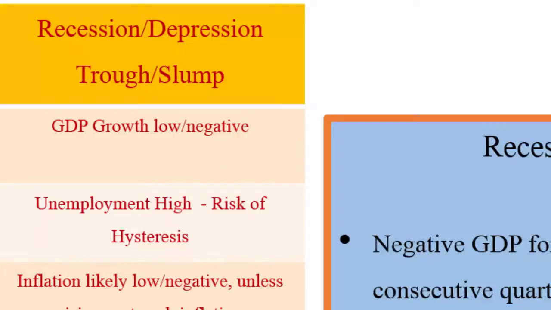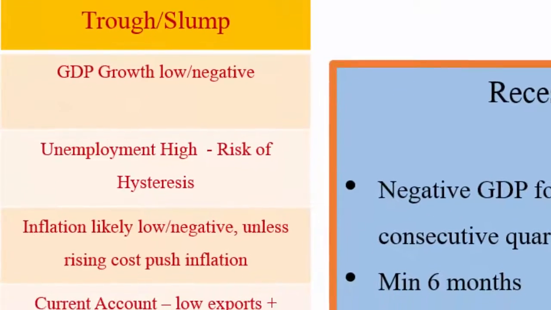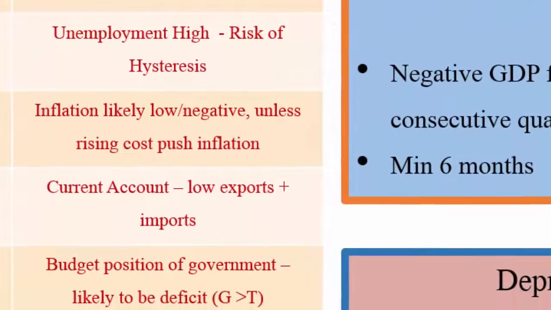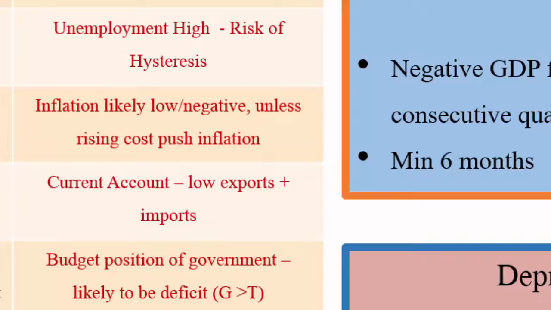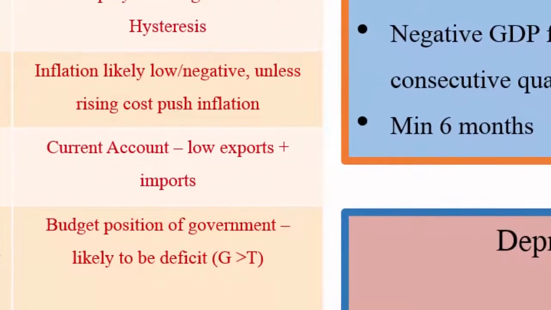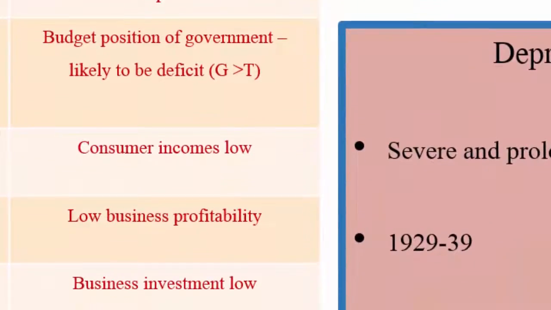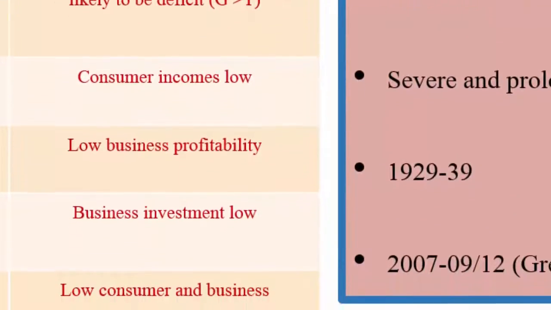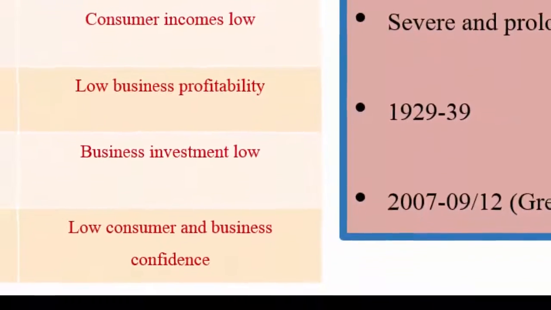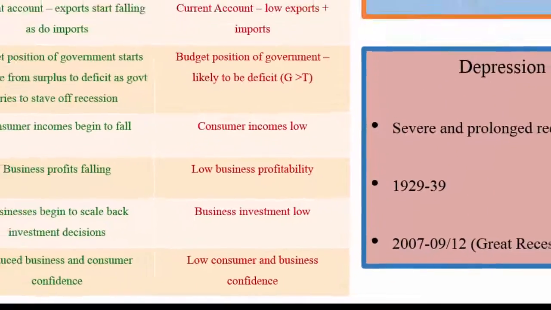So in a recession or depression then, GDP growth is going to be very low or negative. Unemployment's high. Again, a risk of hysteresis if it's a depression because unemployment will persist for a long period of time. Inflation from the demand side of things is going to be low, although of course you can have high cost push inflation. This is what triggered the 2007 recession in America, the high oil prices at that time. The current account, there'll be low levels of exporting and importing because economic activity will be very low in the country. The budget position of the government's highly likely to be in quite a large deficit. The government's going to be spending in order to try and get the economy moving again to stimulate economic activity.